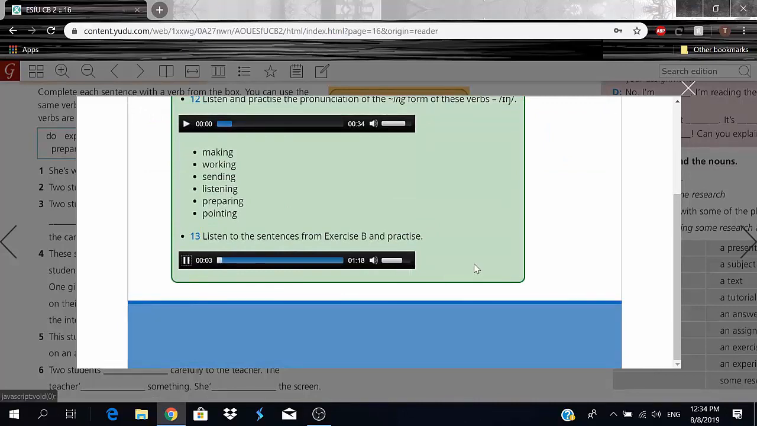Listen to the sentences from exercise B and practice. 1. She's working in the laboratory. She's doing an experiment. 2. Two students are studying in the library. They're reading books. 3. Two students are sitting in the canteen. They aren't working. They're having coffee. They're smiling at the camera.